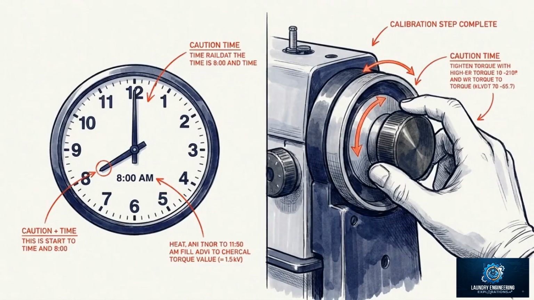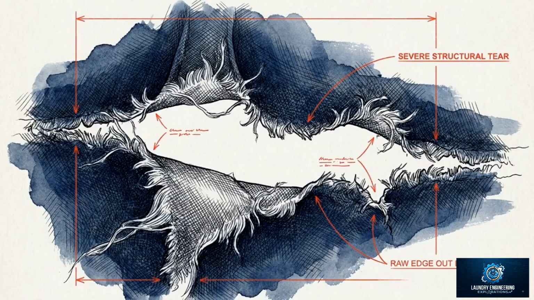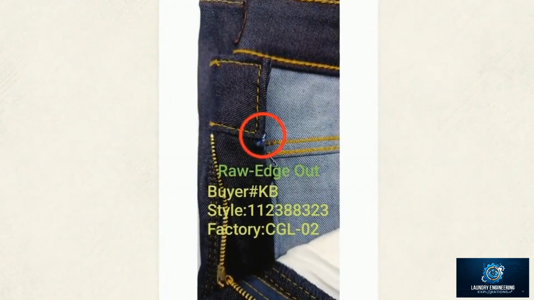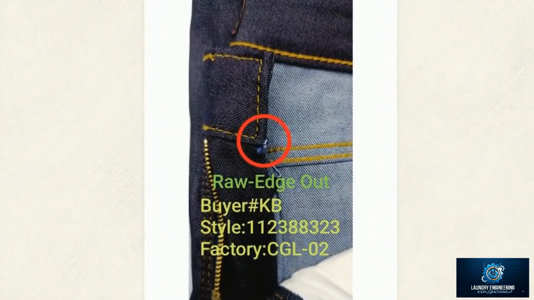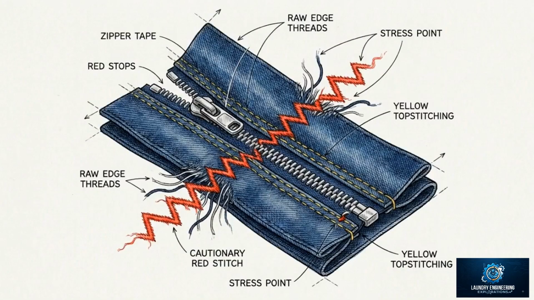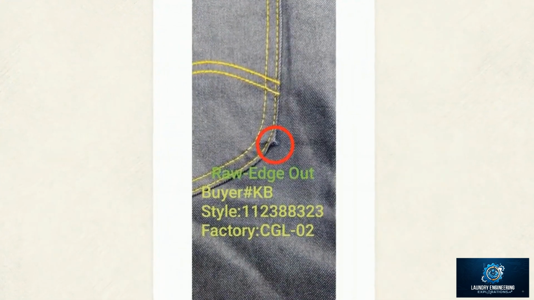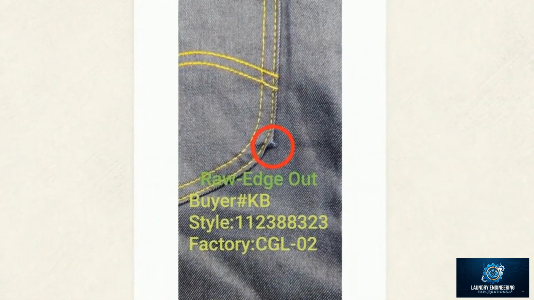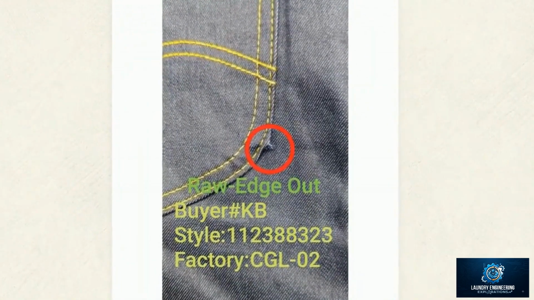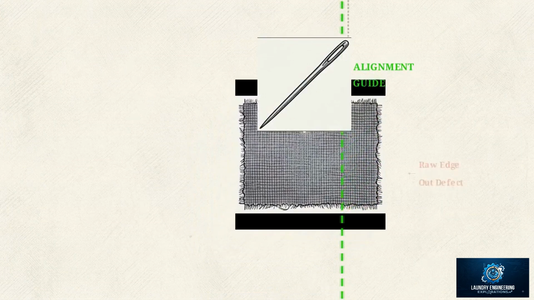The second mechanical failure accounts for 0.8% of the total defects, identified in the report as raw edge out. Looking at this sample, you can see uncut and unserged raw fabric fringes slipping completely outside the joined seam margins, leaving exposed threads right near the zipper base. This defect appears again protruding from this curved pocket stitch, confirming it is a systemic line failure rather than a one-off anomaly. The root cause traces back to operators feeding seam allowances inaccurately.